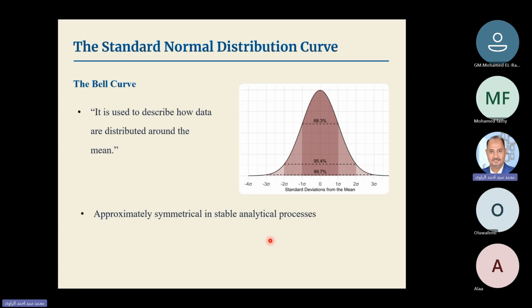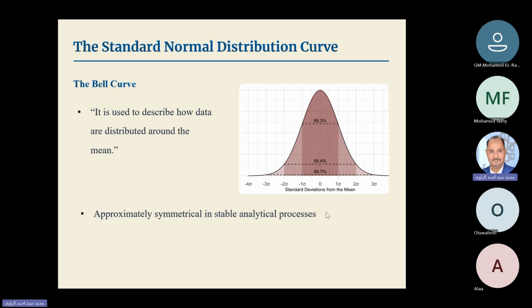Also we have a visual description of the data when we use the standard normal distribution curve. We call it sometimes the bell curve because it takes the shape of a bell. It is used to describe how data are distributed around the mean. In laboratory work, when we repeat the same measurement several times under stable conditions, the results are usually not exactly identical. However, they often vary around the average value in a predictable way.